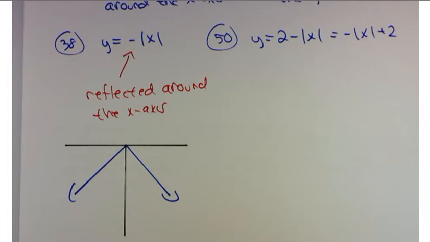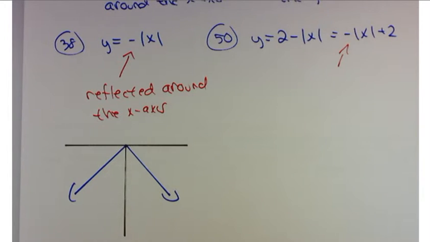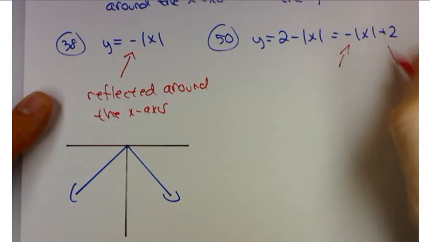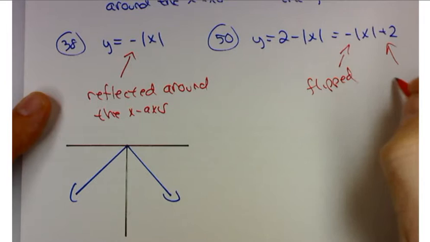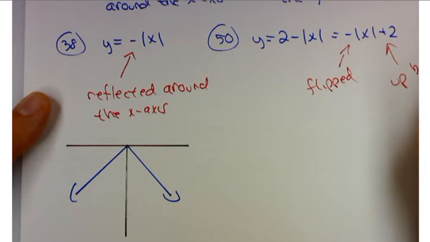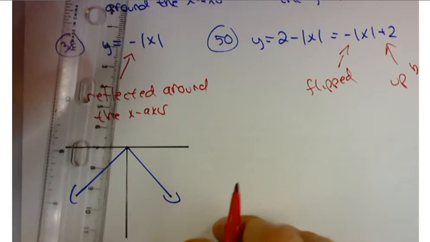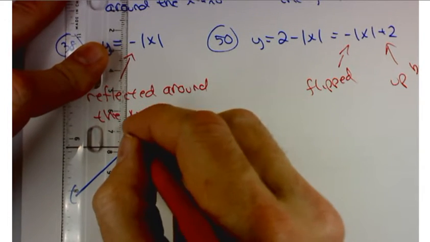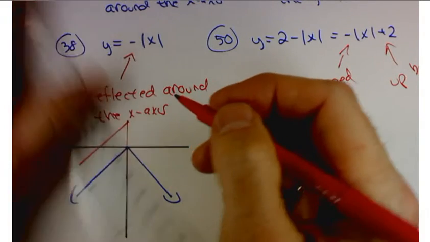It's been flipped. What's the plus 2 going to do? Good. Flipped, and then up by 2. So basically, if I wanted to graph that one, I could extend this graph up a little bit, and then take that one and flip it, or take the absolute value, flip it, and move it up 2. So here's your graph of y equals negative the absolute value of x plus 2.